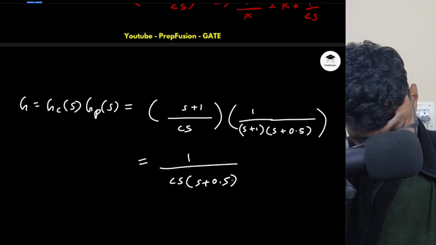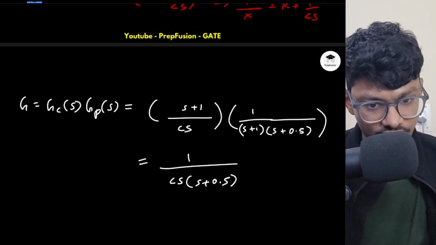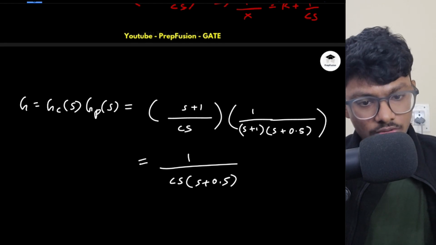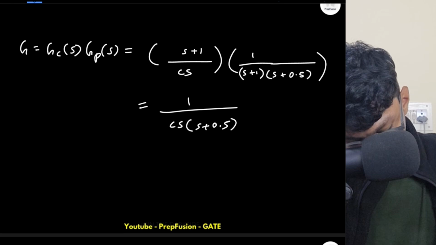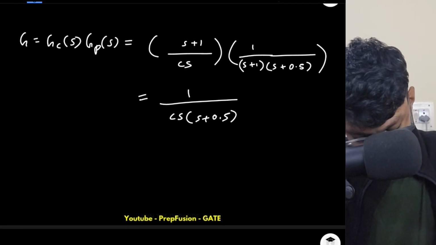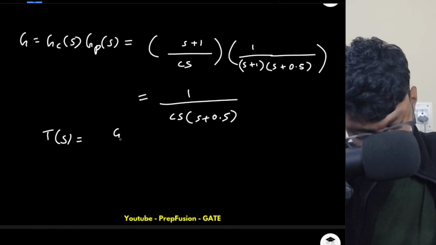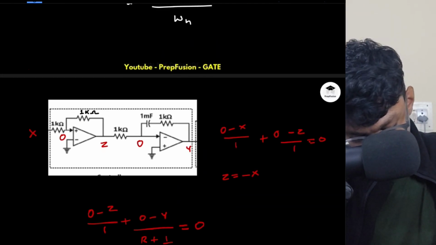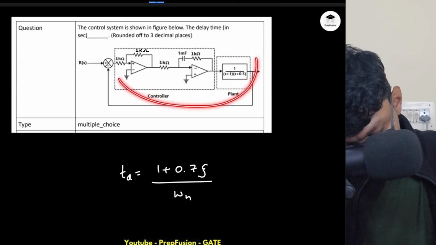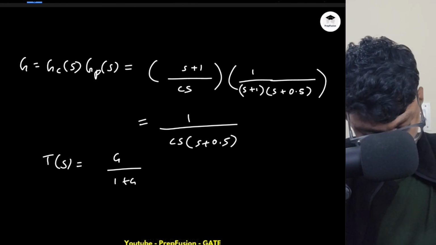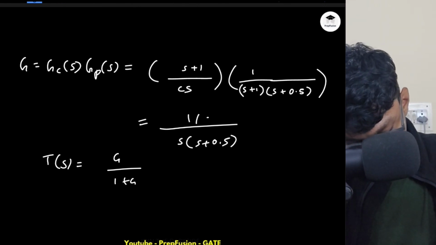So this is my open loop transfer function. Now I will solve this. I will find the closed loop transfer function. Closed loop transfer function will simply be G upon 1 plus G of S, because it is a unity feedback system. So this becomes like 1 by C can be written here, right? 1 by C can be written here.